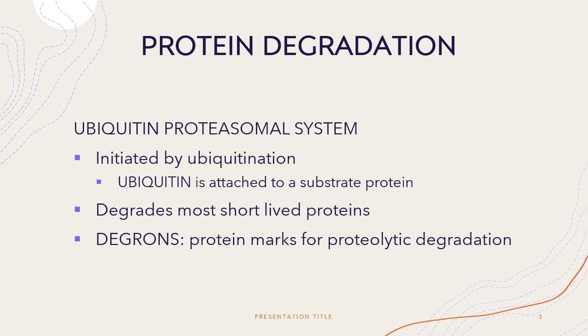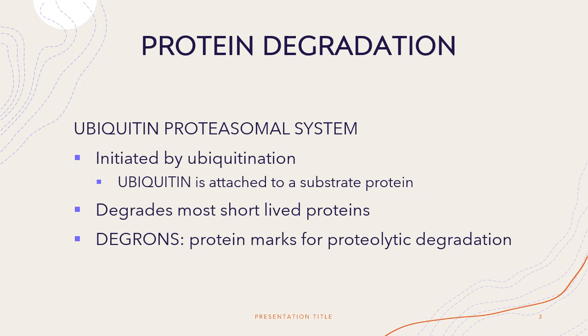The substrate proteins for the ubiquitin-proteasomal system are relatively short-lived proteins, your worn out or damaged proteins. So the substrate for the ubiquitin-proteasomal system is proteins that are short-lived.